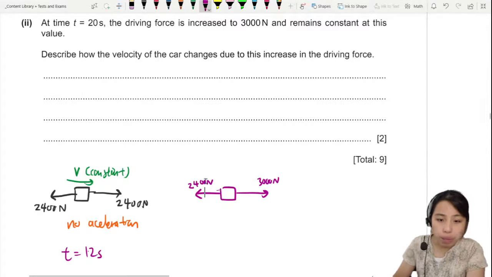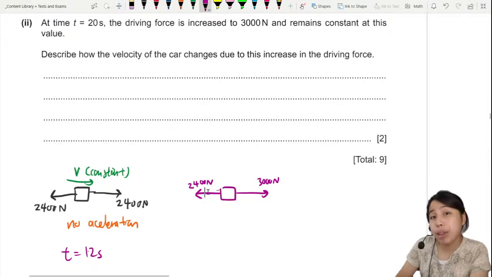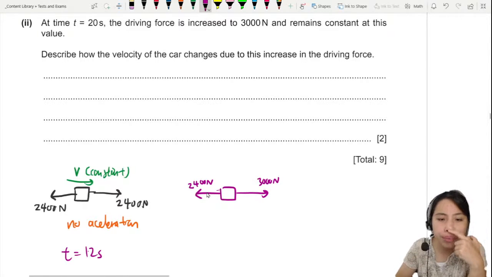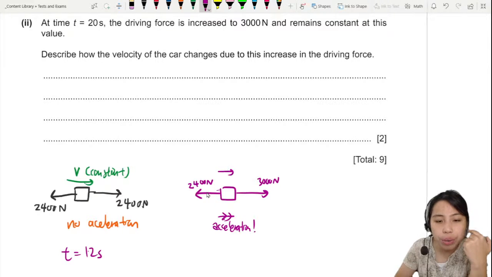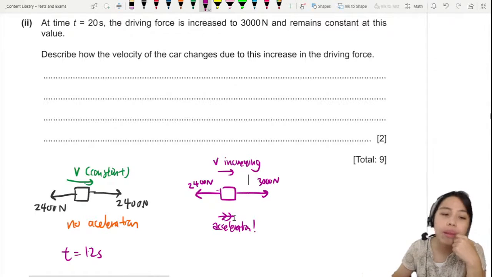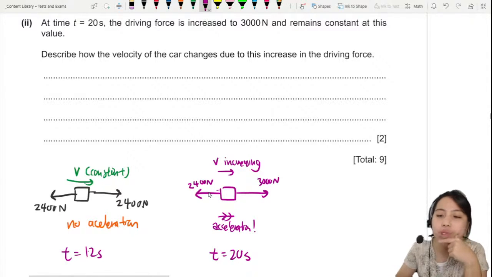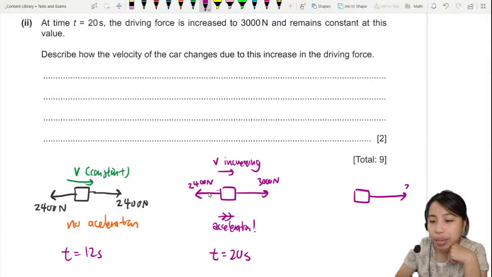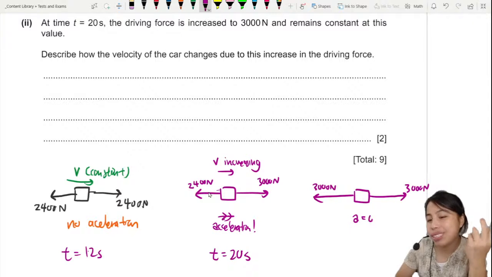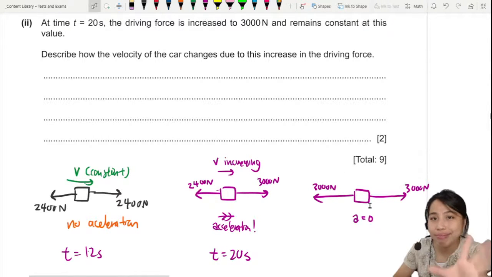Now you see the force is not balanced, right? This forward force is much bigger than the backwards force. It means there's going to be some acceleration happening here. So forward acceleration, which means whatever speed you have will be increasing again, because there is acceleration in the same direction as speed. So we're getting faster. It's T20. But eventually, as you get faster, this resistive force also gets bigger. So after some time, you also reach terminal velocity, where you have 3000 newton, and this resistive force has gotten bigger to also 3000 newton, and now your acceleration is zero. There is no more net force. This one cancels out this one. So whatever velocity you have, you're moving to the right, but now it's going to be constant.